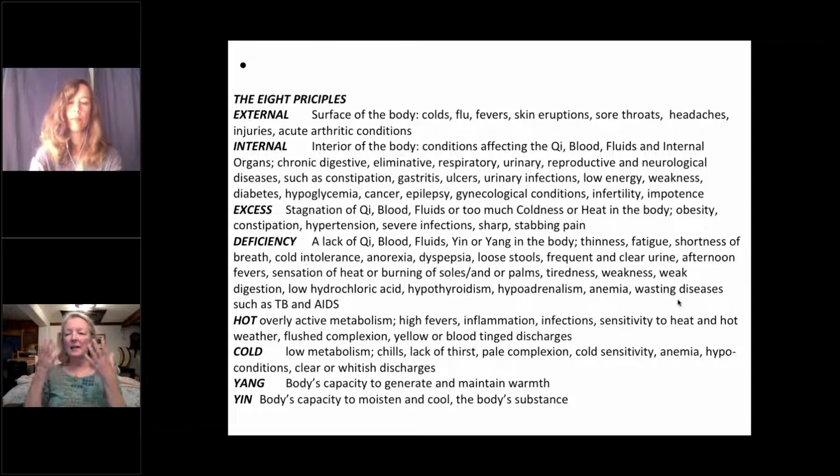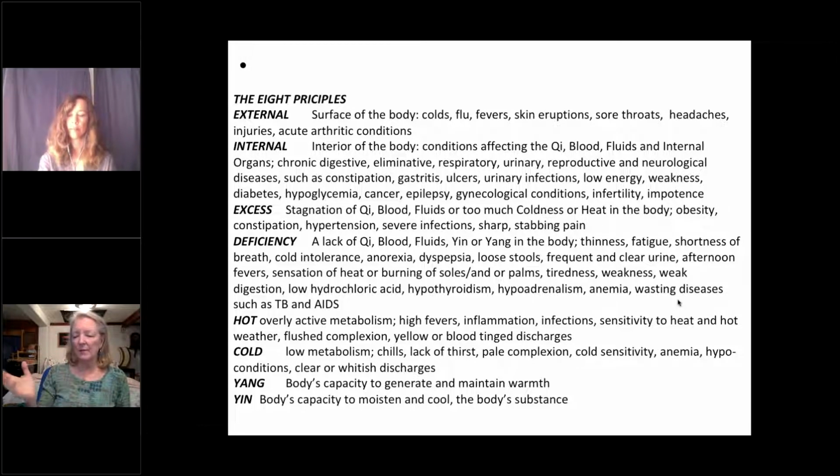Again, it could be invading colds and flus, or it could be allergies, hay fever, sinus infections. It could be skin stuff, sore throat, headaches. Of course, injuries can fit anywhere. And certain acute arthritic conditions can happen here. Internal is everything inside the body. So it's everything else. Excess is, again, when you have too much of something or a stagnation of something.